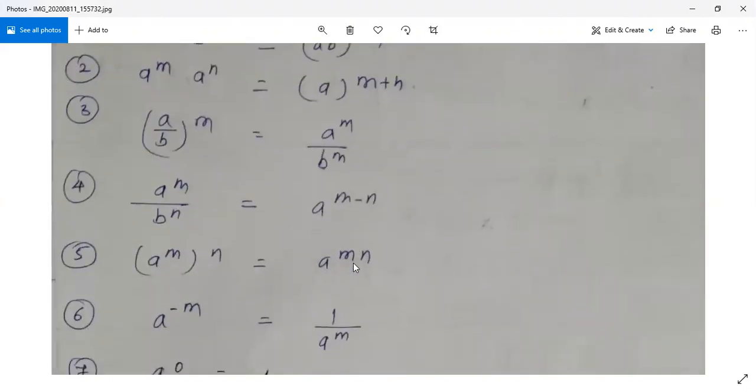Then in the next formula, a upon b whole to the power m. In this case, the power is same, but the base is different. a and b are the bases, so the power will be distributed to both of the bases. So we will get the formula: a upon b whole to the power m is equal to a to the power m upon b to the power m.